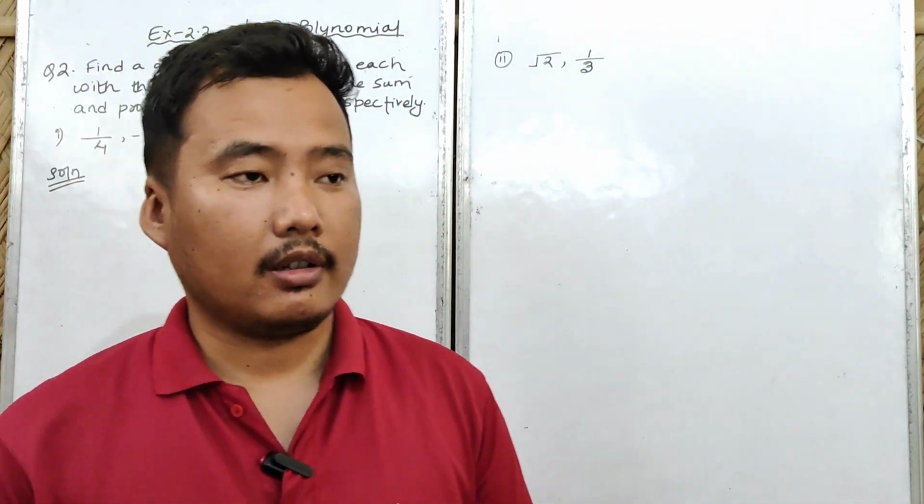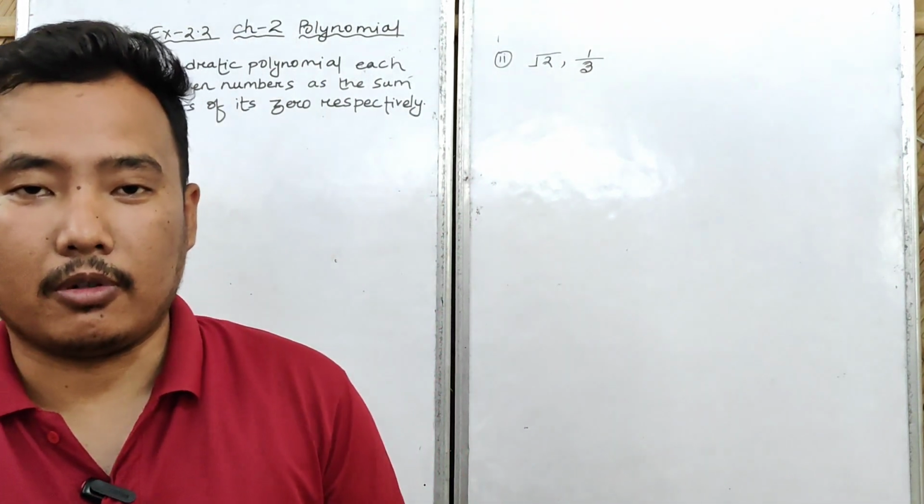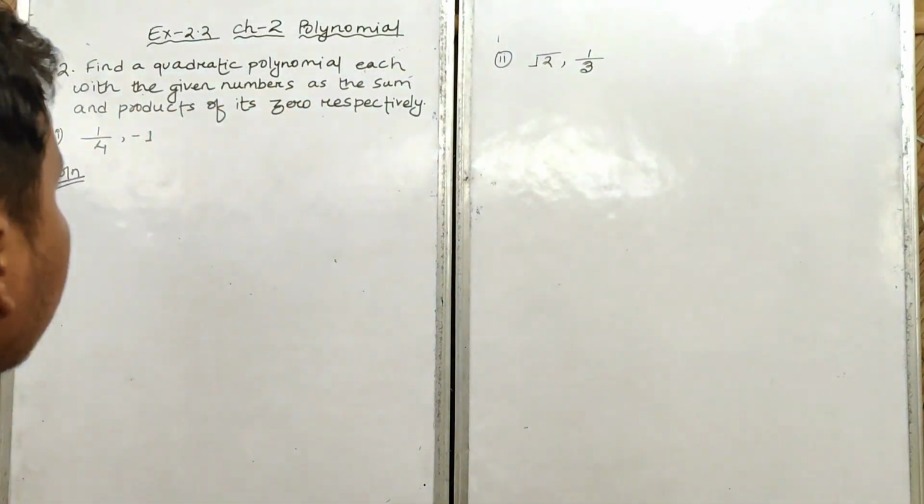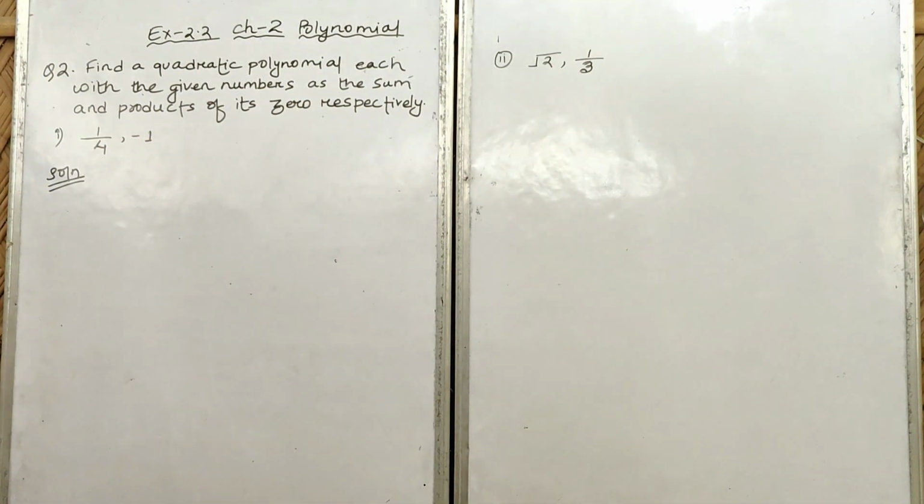So today I will be discussing class 10 maths chapter 2 polynomial. That is, I will be discussing some questions of exercise 2.2. So we'll start with question number 2. So question number 2, what is given? Find a quadratic polynomial each with the given number as the sum and product of its zeros respectively.